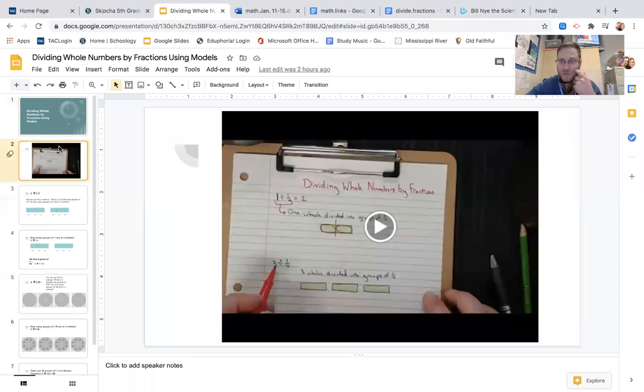So the first thing that you'll do is you'll watch this video. I'm not going to show it right now because I think the video would be too long. But go into your notes and look at this and watch that video. It kind of explains step by step how you would be dividing whole numbers by fractions.